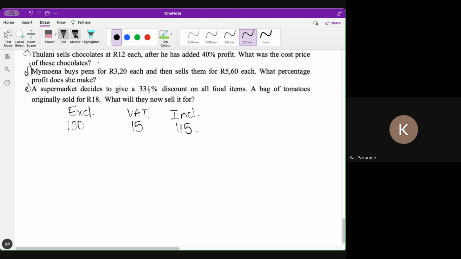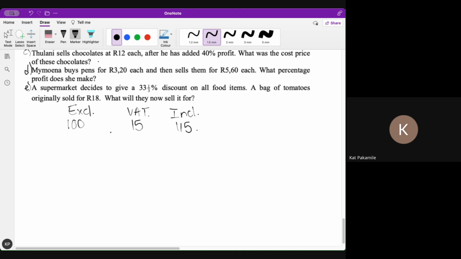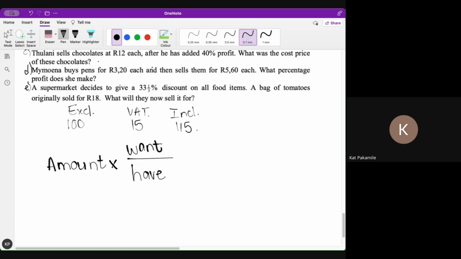This is a method that you might see, but I couldn't find a table, so I'm going to write it down. You're going to take the amounts that they gave you, so the rands that you have in this case, multiplied by the percentage that you want over the one that you have. I know this is confusing, but I'm going to show you now what I am talking about.